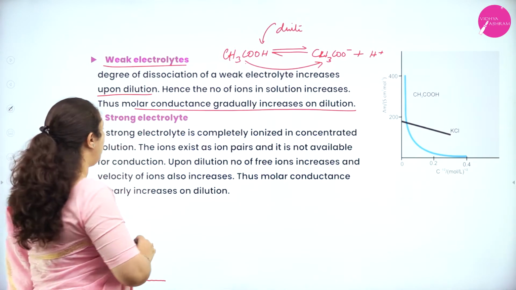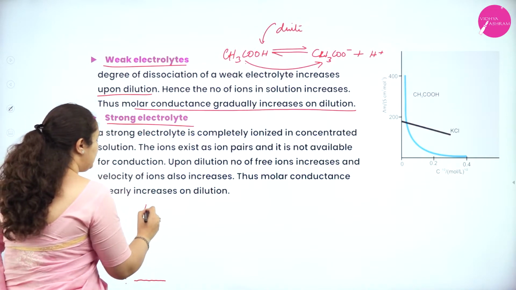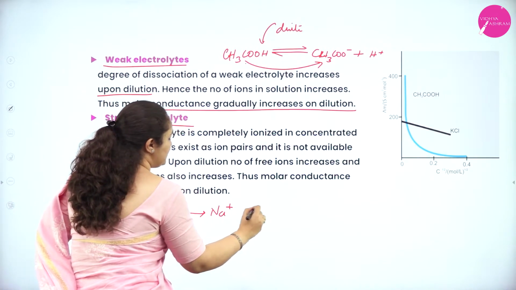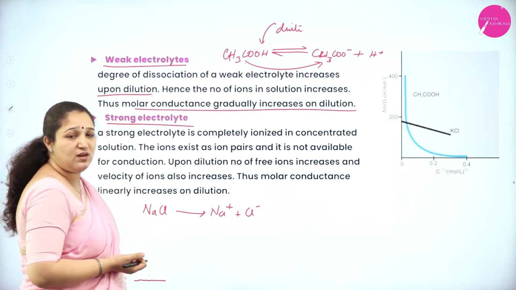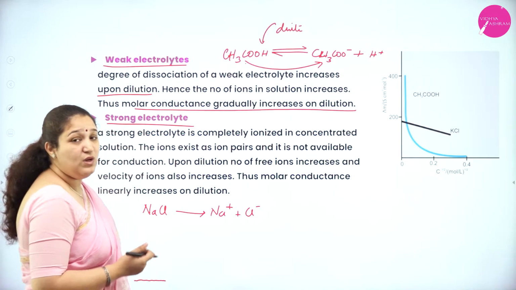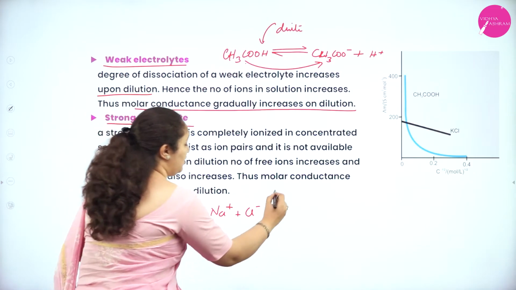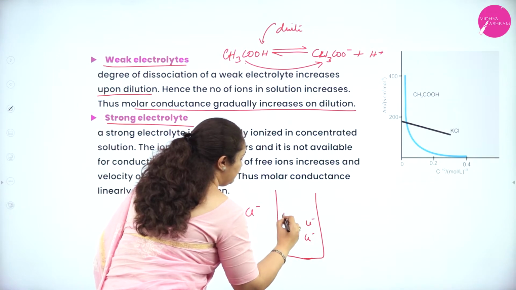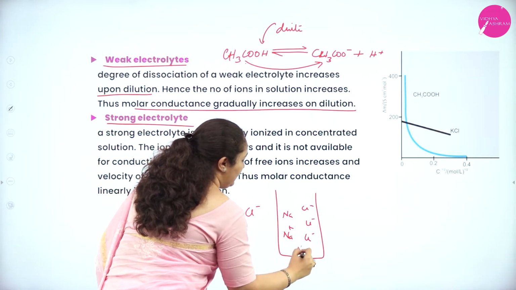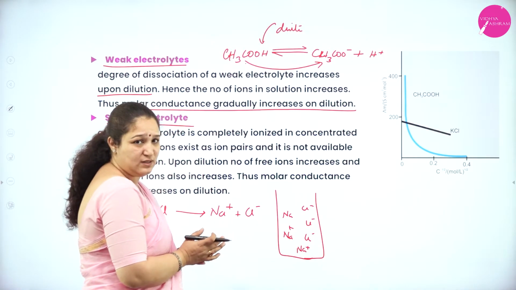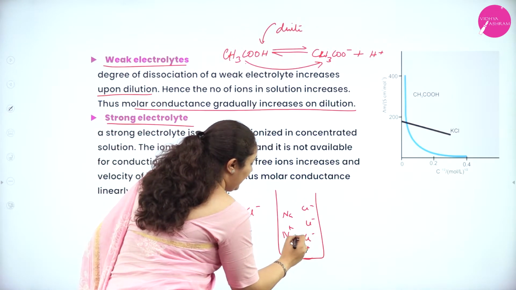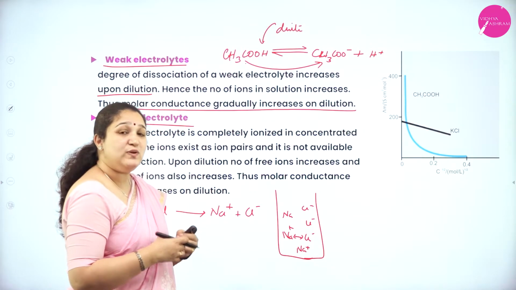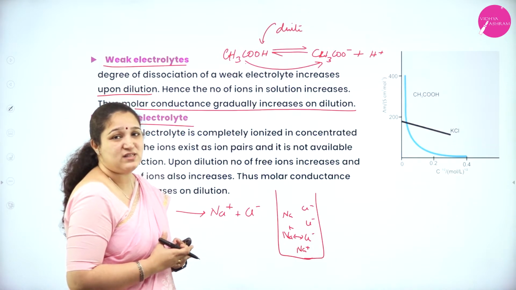Okay. Now what about the strong electrolyte? Strong electrolyte, for example, NaCl. Everything has dissociated to form Na plus and Cl minus. Now here what is increasing on dilution? In a particular solution of a strong electrolyte, there are a lot of sodium ions and chloride ions. They are very close to one another. So, there is still an interionic attraction. So, some of the ions will not take part in conducting electricity at all.